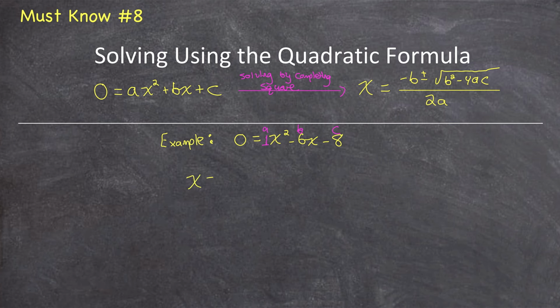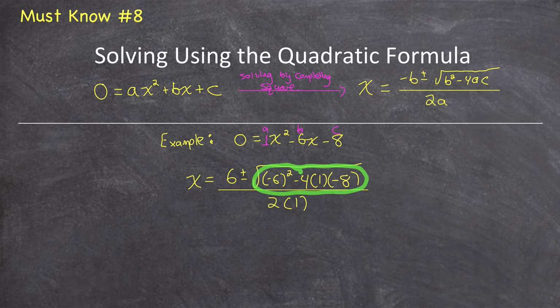Subbing into quadratic formula, it tells me to do the negative of the b value, so negative 6 is just 6, plus or minus the square root of the b value squared, so negative 6 squared, minus 4 times the a value times the c value. That's times 1 times negative 8. And that all needs to be divided by 2 times the a value of 1. If I simplify underneath the square root, I have 36 minus negative 32.